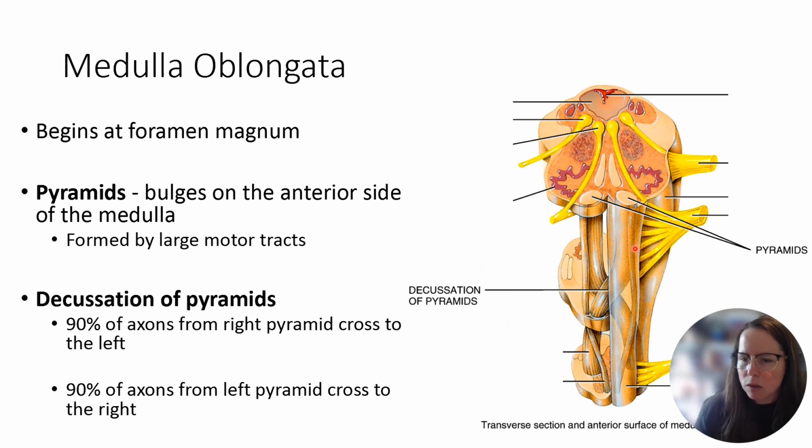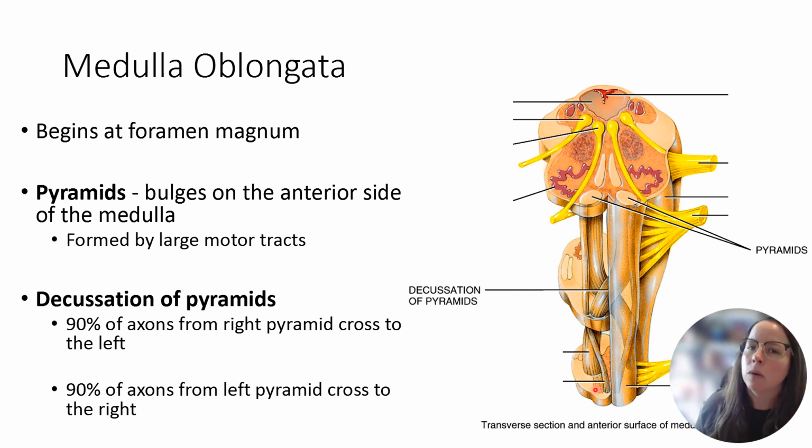So this is the medulla oblongata right here. Portions of it have been sectioned out. And one of the really important structures that it has is these bulges. This is the front part of your medulla, and there are these two bulges, basically pathways or tracts, that we call the pyramids because they kind of pyramid out of the brainstem.